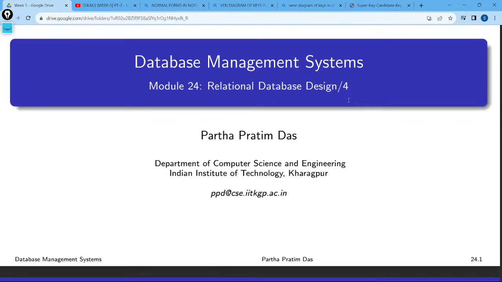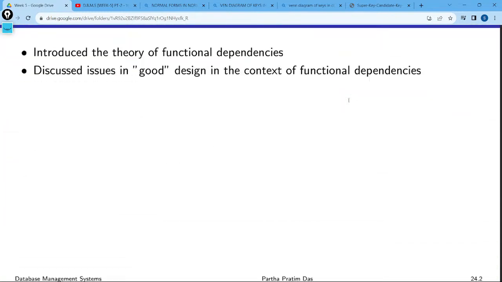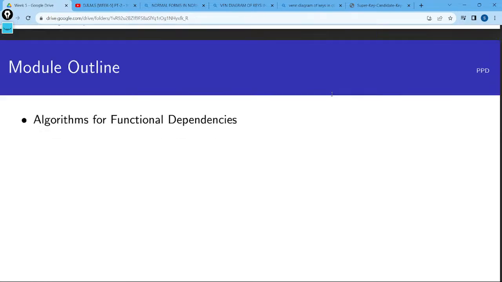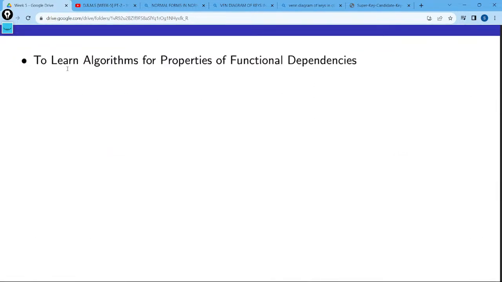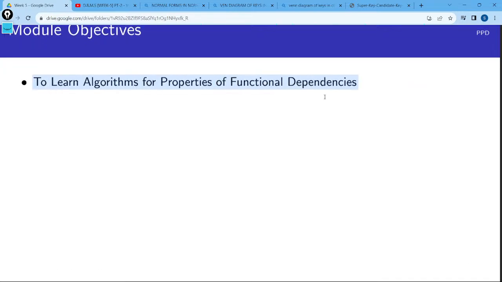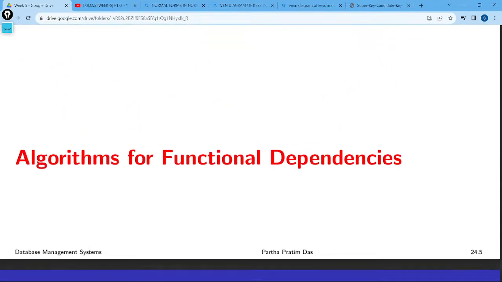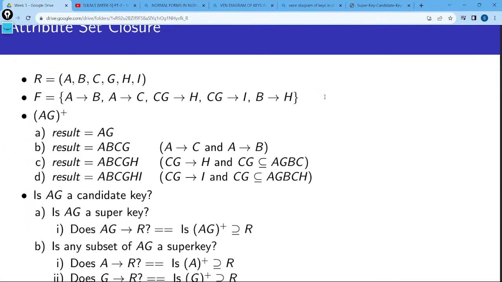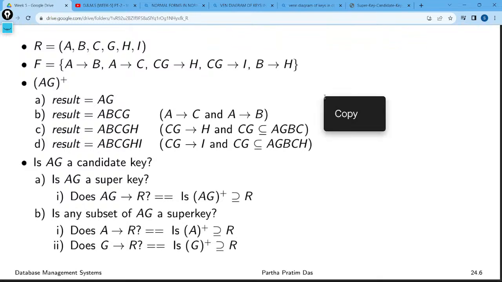Relational database design. Fourth lecture. What are the module objectives? We need to learn algorithms for the properties of functional dependencies. Okay, algorithm for functional dependencies. So this is attribute set closure.